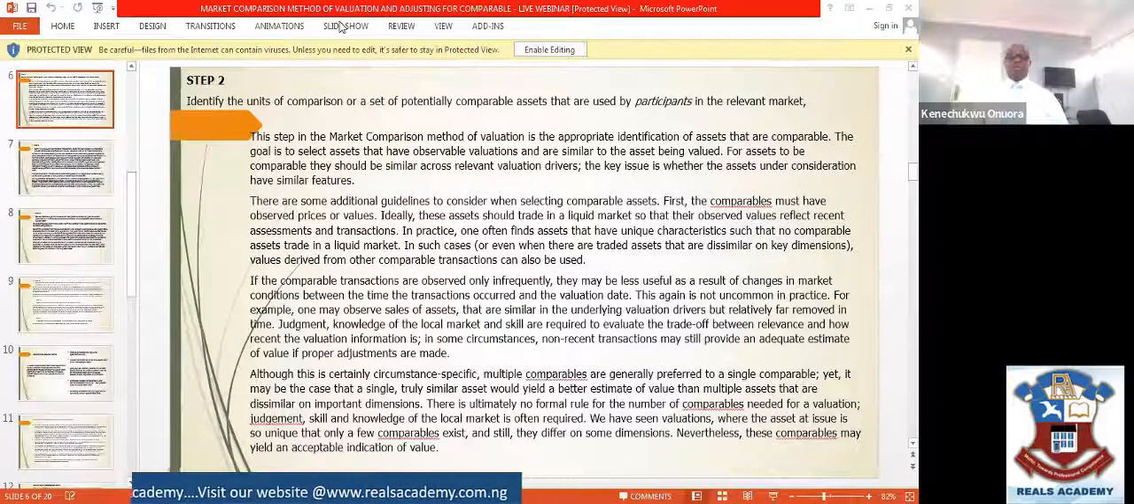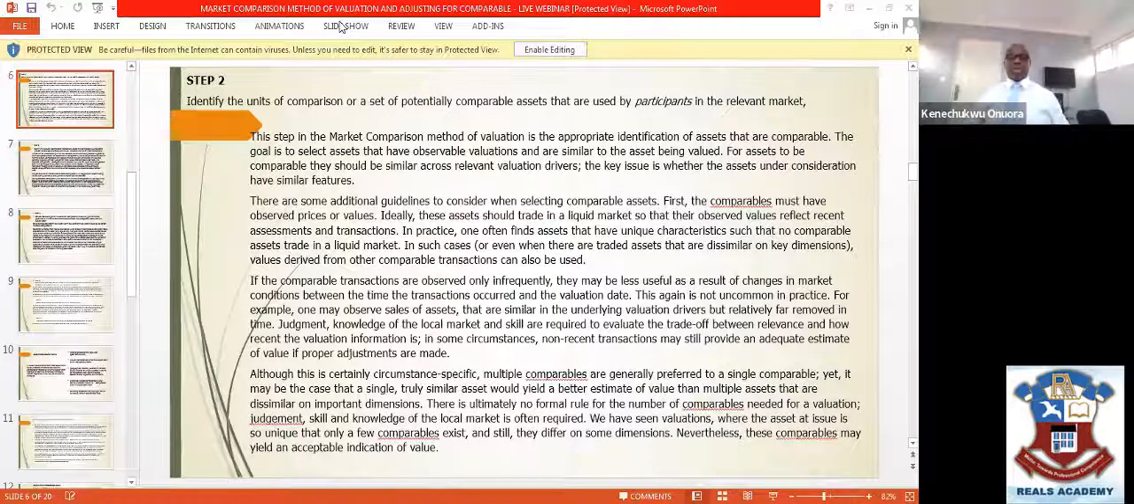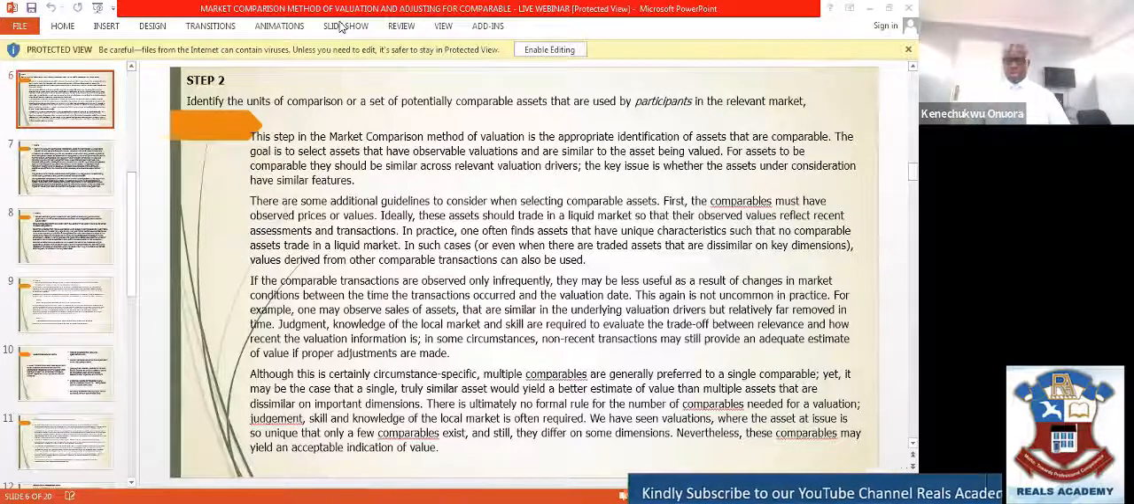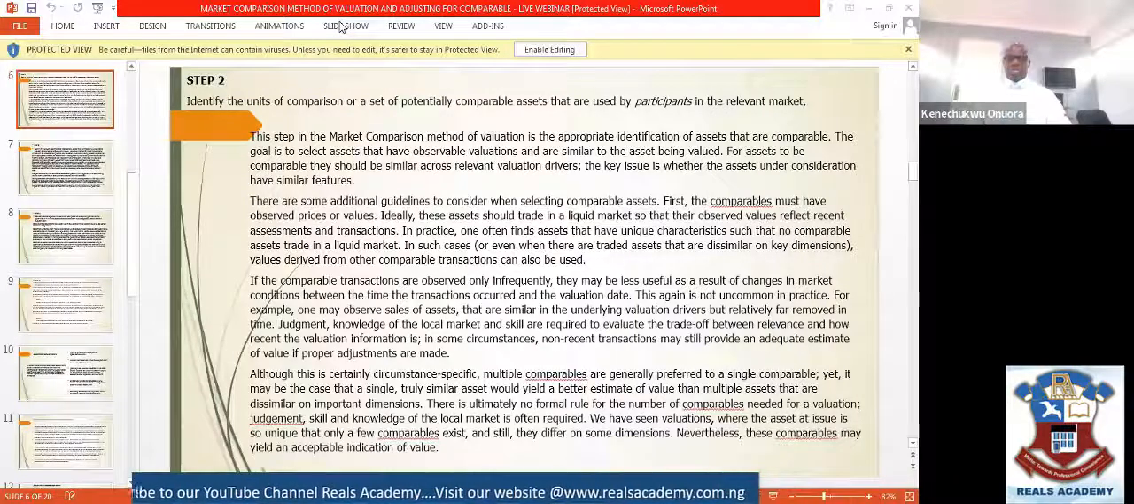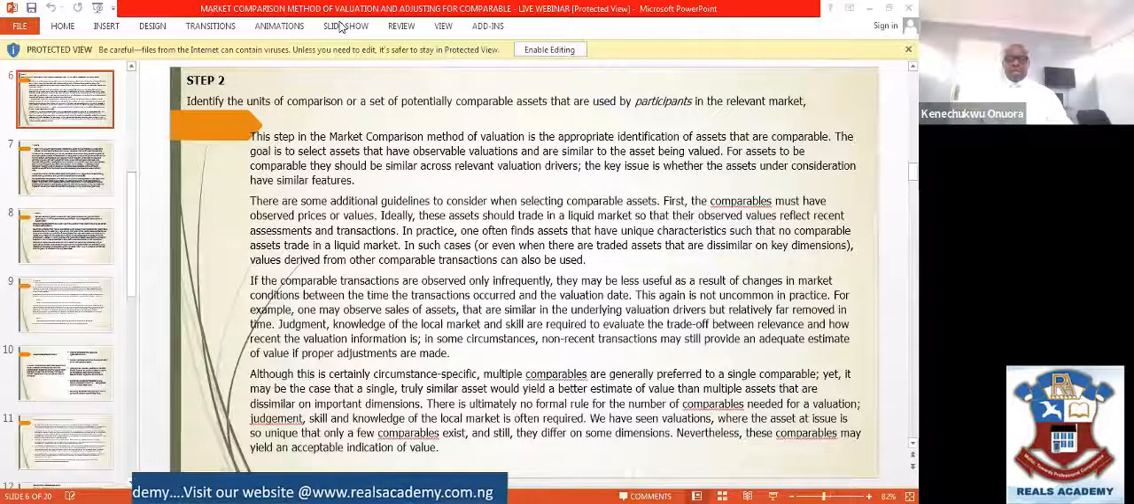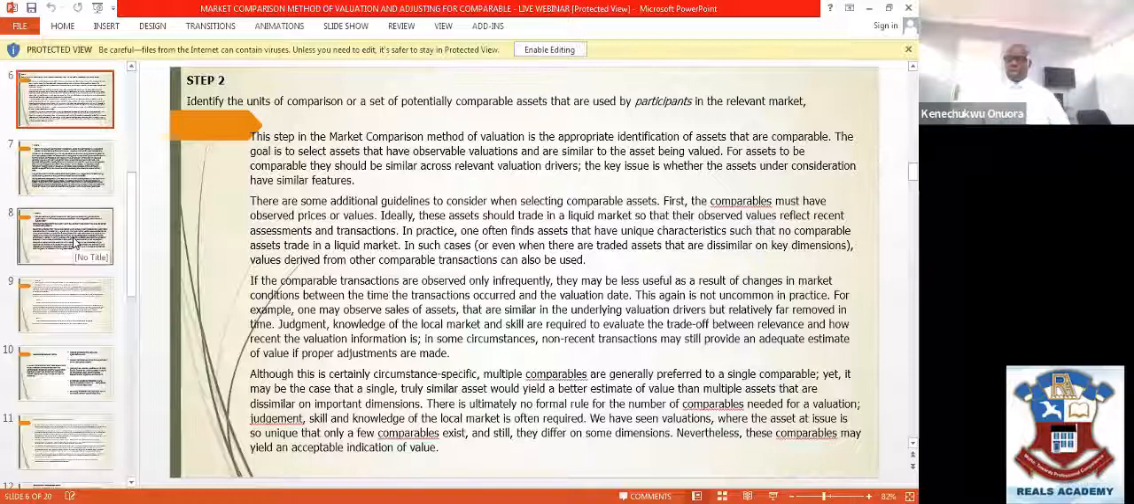You should equally look for comparables that are in a place where properties are sold frequently, not a one-off sale, because just one property will not be able to give you the adequate parameters you need. You should equally look for multiple comparables. It's not just one comparable that you use. Next is step 3. You need to identify the relevant comparable transactions.